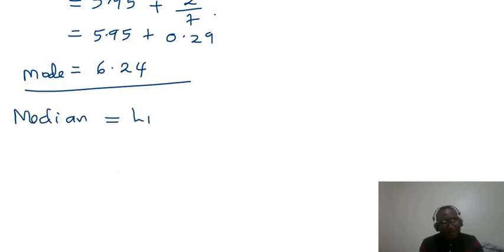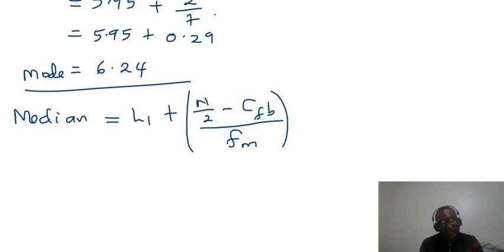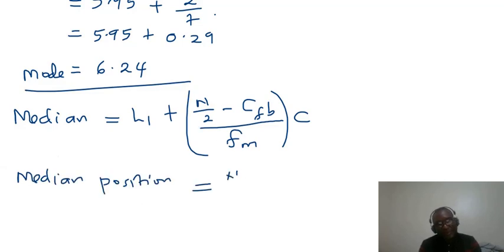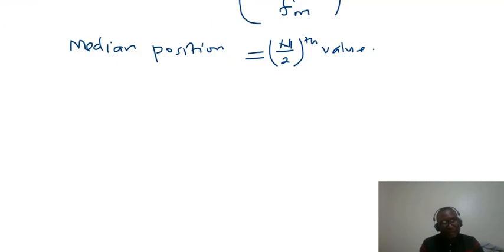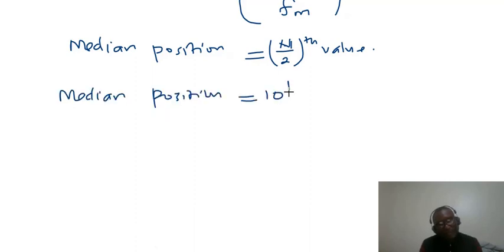We need to also get the median, which is our third parameter. Median is equal to L1 plus we have N over 2 minus cumulative frequency before over the frequency of the median class times the class width. Now, we need to first of all get the median position. It's going to be equal to N over 2 value. So N is the same as summation F, and summation F is equal to 20 according to our table here. So the median position is the 10th value.